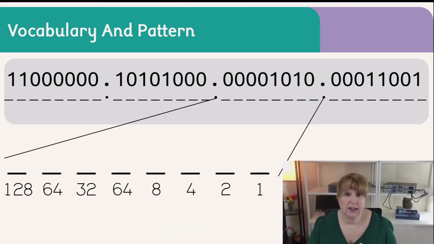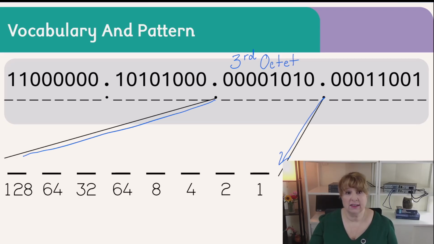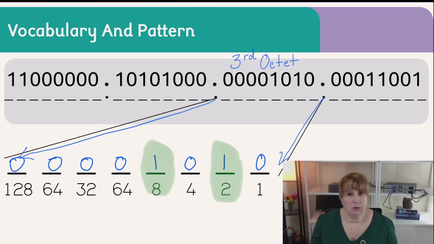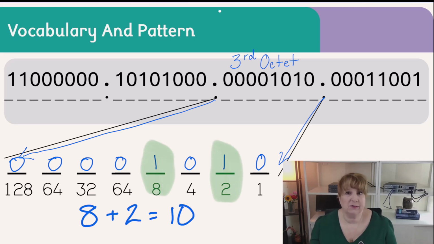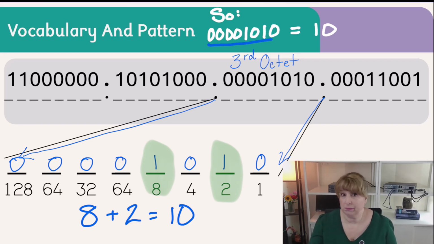Now, if we take our values here from this section of the IPv4 address we're looking at, the third octet, we have starting on the right a 0, and then a 1, 0, 1, 0, 0, 0, 0. We can just add up the place values where there's a 1, and that converts our binary number to a decimal value. So our place value of 8 plus our place value of 2 add up to 10.